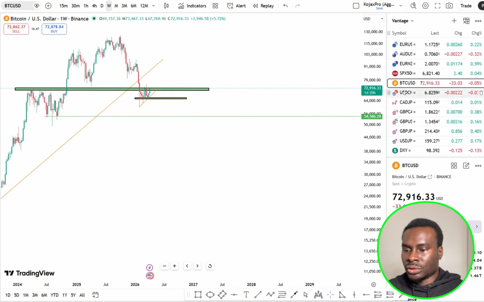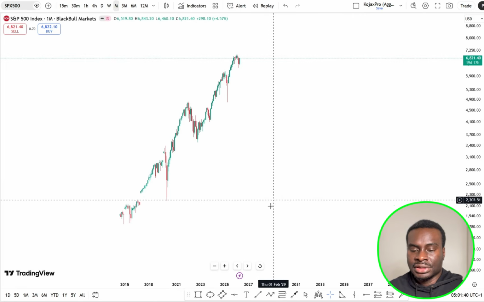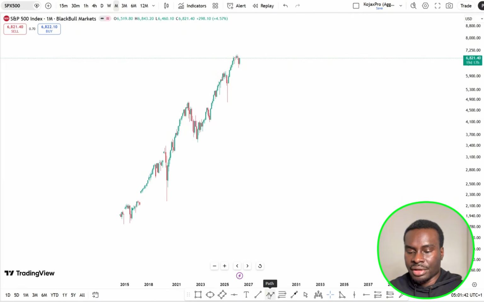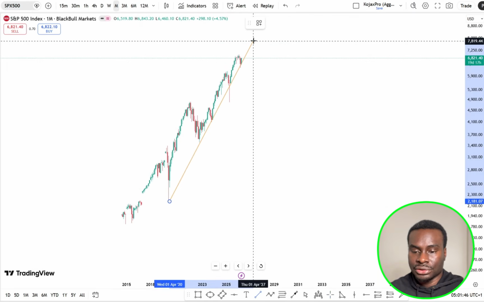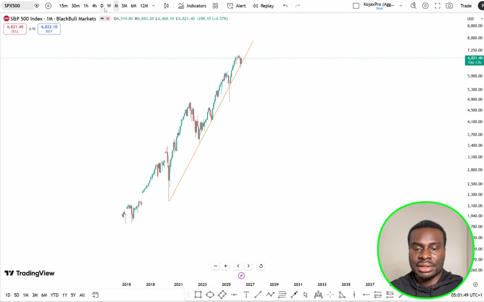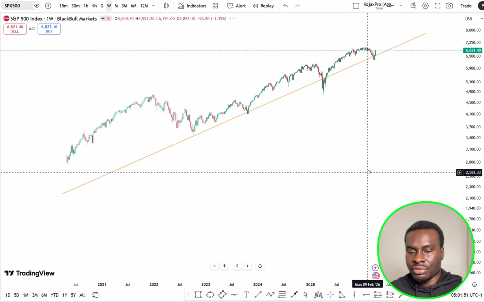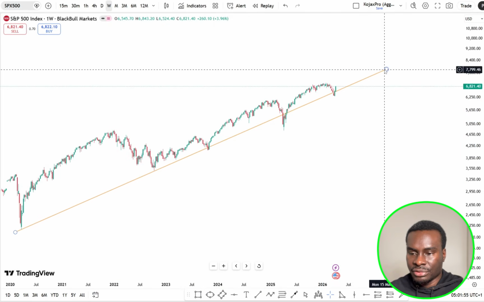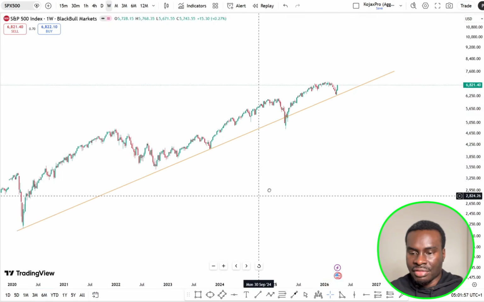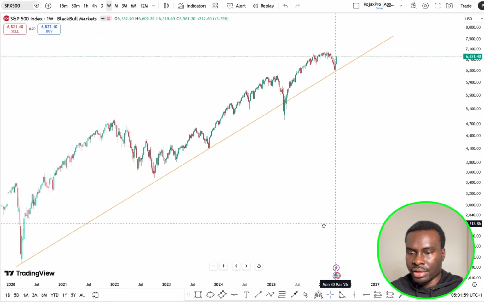Now, the last pair we'll be touching in this session is the S&P 500. The S&P 500, everyone knows it trends to the upside. As a matter of fact, this is a monthly time frame, and we have a move like such to the upside. Now, if we go over to the weekly time frame, you will see that this trend line is exactly in place. So I'm just going to arrange this trend line. So this is the trend line, and this is what it looks like.